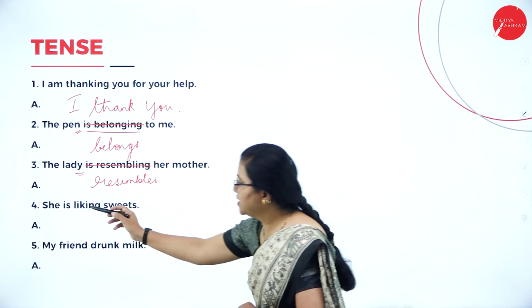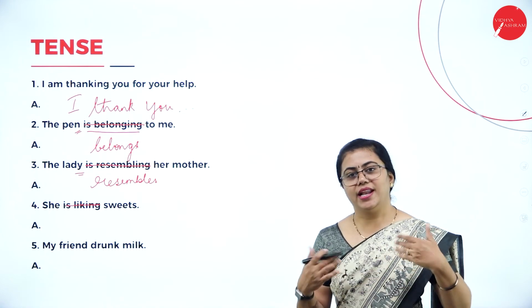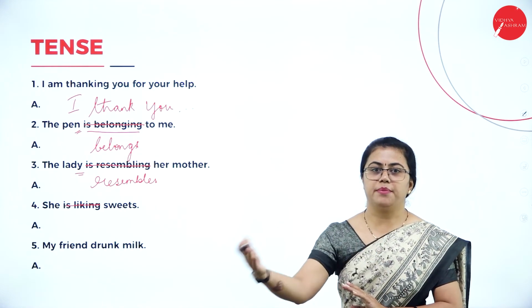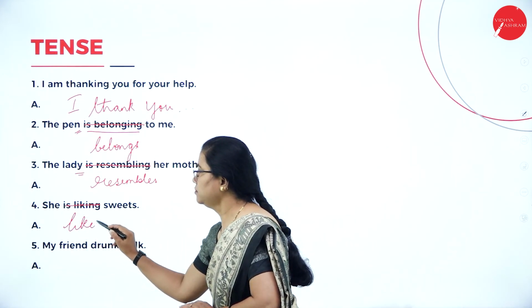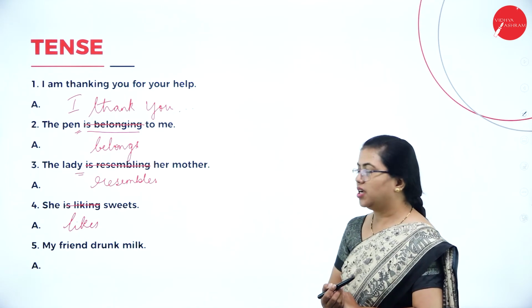Again, she is liking sweets. Again, this is present continuous. No, that should not be. She likes sweets. It's her nature that she likes sweets, isn't it? Something that happens every day. Fine. So this is likes. She likes sweets. Then the last one, my friend drunk milk.